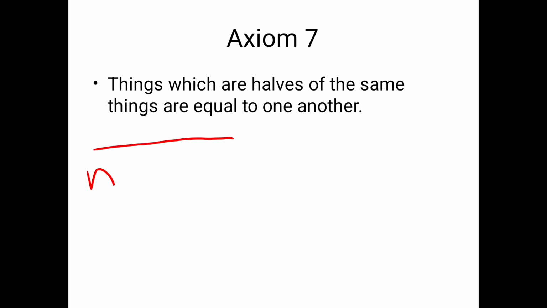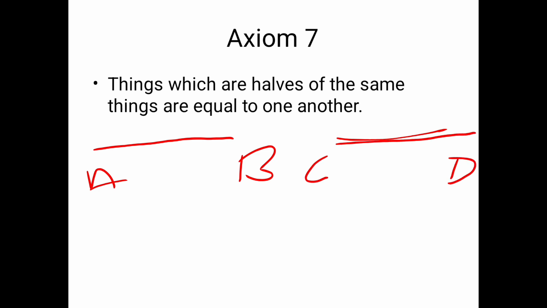AB and CD both are 2 centimeters each, and I'll consider half of them, that is 1 centimeter, and half of CD should also be 1 centimeter only. Now this line segment is 1 centimeter, and this line segment is also 1 centimeter. If we subtract the same things from the equals, then the same things which we have taken out of the same things are equal, that is, halves are equal, half of them are equal.